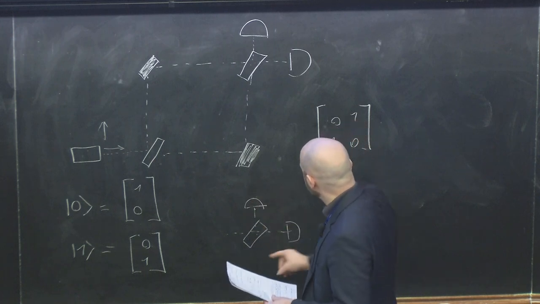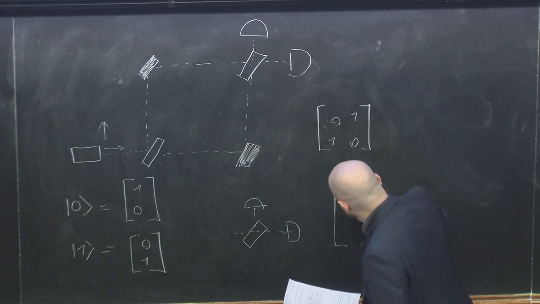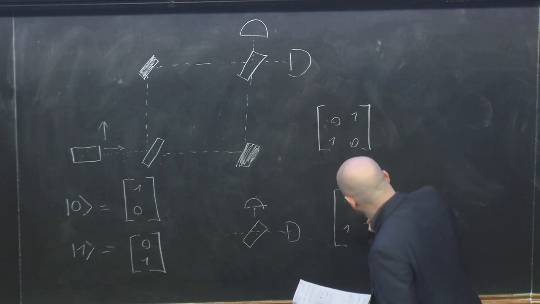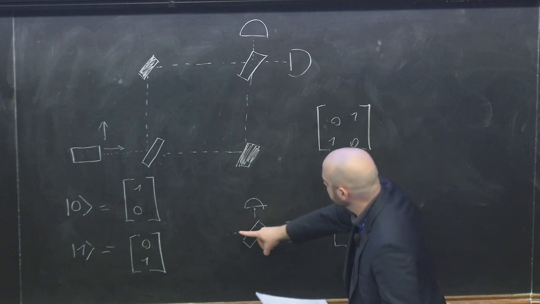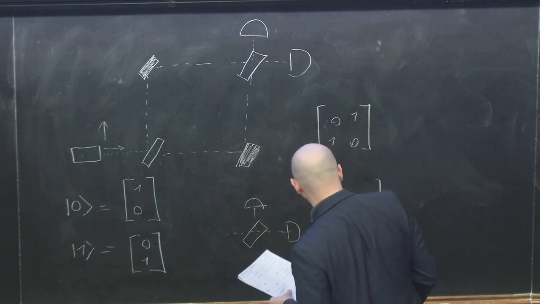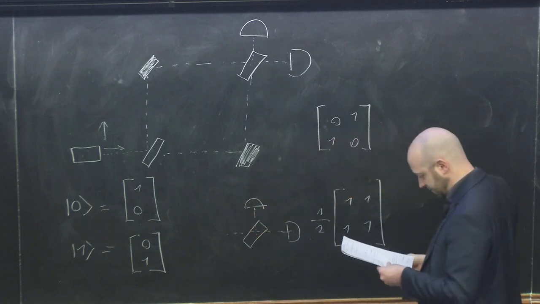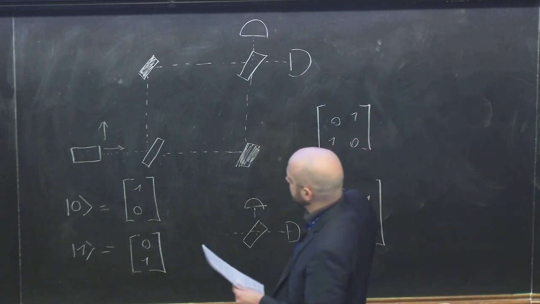So again, probabilistically, you would expect these to be described by 1/2, 1/2. Half of the time it is reflected up. Half of the time the photon is transmitted. So it's easy to see what you would expect to happen.